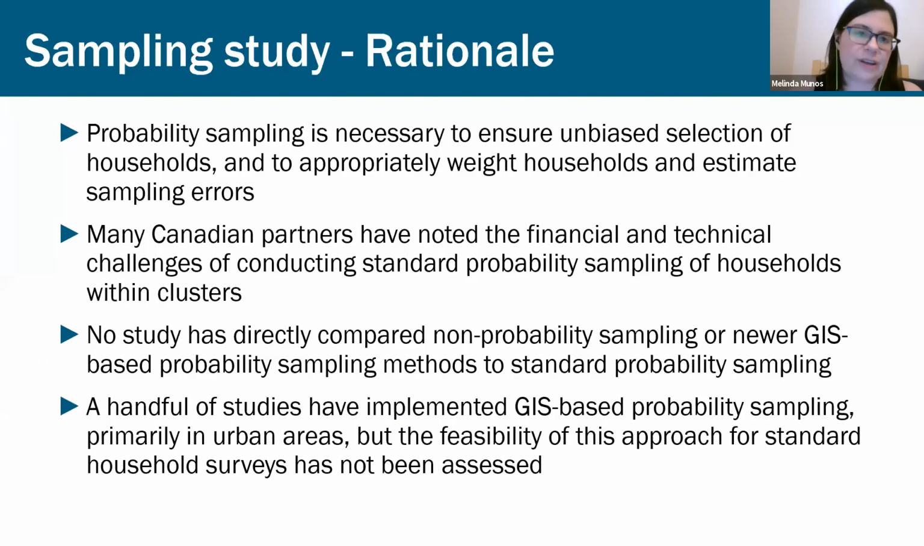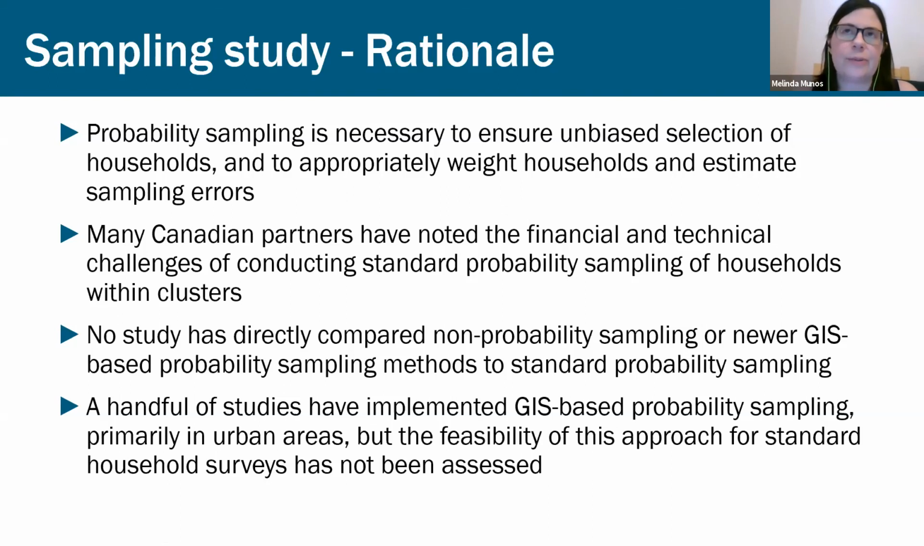But I also wanted to mention, we've heard from many partners that mapping and enumerating households and doing this type of sampling is really difficult to do. It requires a lot of technical know-how, and it takes time, and it's not inexpensive. So we've been trying to think about whether there is a way to make this lighter. One thing we've come back to is, can we use technology to make this a bit easier? Now we have GIS, we have really good aerial images of much of the world. And there are a handful of studies that have tried various versions of GIS-based probability sampling. They've primarily been in urban areas.